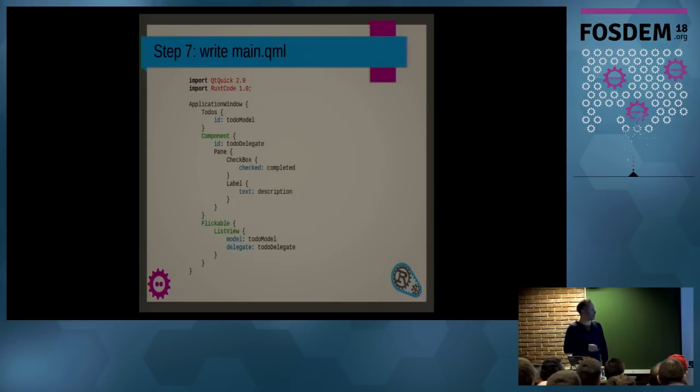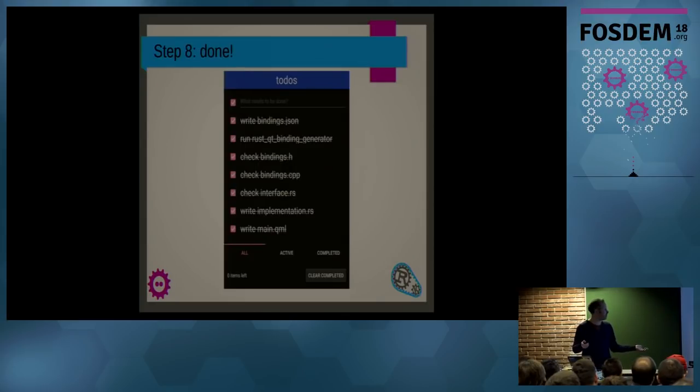And we have a delegate, and the delegate is the UI item that we show for every item in the list. And that's defined here. So it's a component, it has a pane, and it has a checkbox. The checkbox, is the checkbox checked or not? It's a declarative language. It is checked if the value of completed is true. So this is the information which is gotten from the Rust side. And this description is also gotten from the Rust side. But in here, it just looks very natural. You just write the name of the value you want, and it's automatically assigned to the text of this label. Yeah, and that's it. So our application is done.